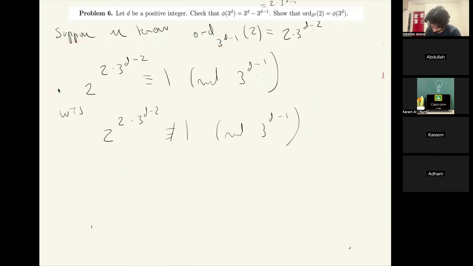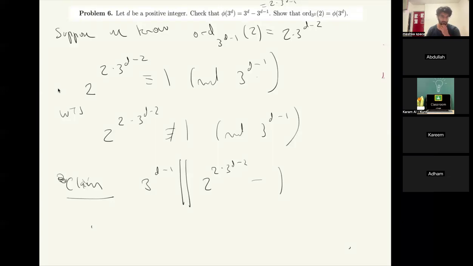So this is what Karim was saying: what we really want to show, this is our claim, and we want to show it by induction, is that 3 to the d minus 1 completely divides this number. So we want to show that 3 to the d minus 1 divides it, but 3 to the d does not.